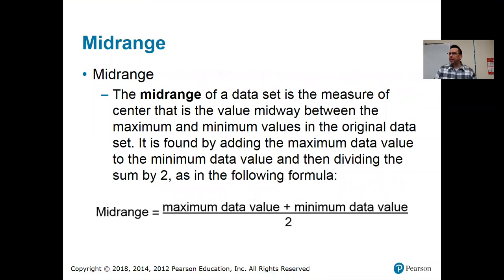Okay, that brings us to the mid-range. So the mid-range is a measure of center that is the value midway between the maximum and minimum values in the original data set. It's kind of a shortcut lazy mean, sort of. Instead of using every single value and dividing by how many there are, you're just using the largest and the smallest value. The maximum plus the minimum divided by 2. That's called the mid-range.